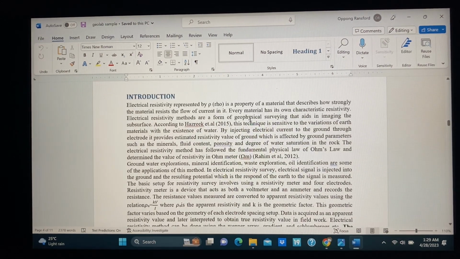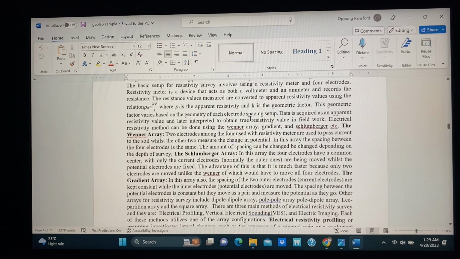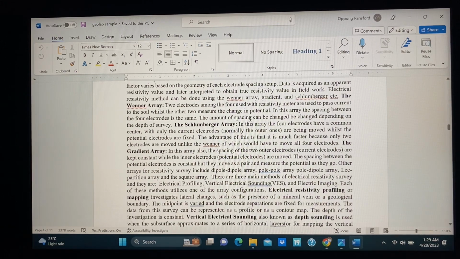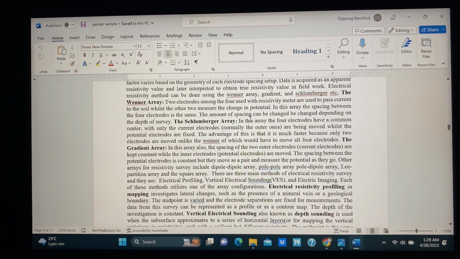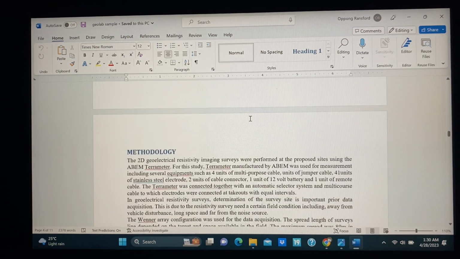The introduction talks about electrical resistivity and how we can use certain electrical resistivity methods to deduce certain data to understand the subsurface properties of materials in the earth. With this, we can also explain certain methods or arrays, for instance, the Wenner array, the Schlumberger, the gradients, and so on. You just give a brief explanation of them. It shouldn't be really detailed. This is just a sample that we are using, but your work should be unique in a diverse way. Okay, so from there we proceed to the methodology.